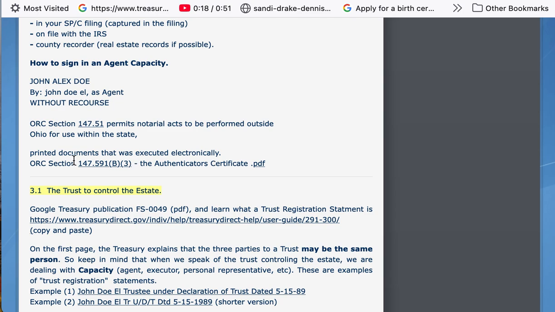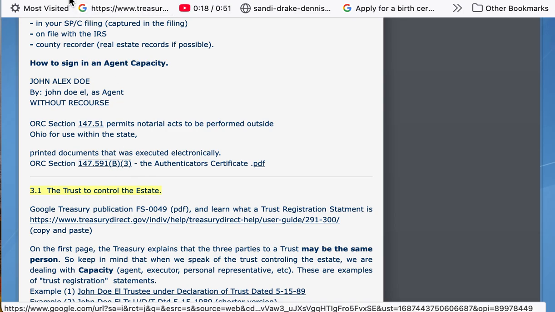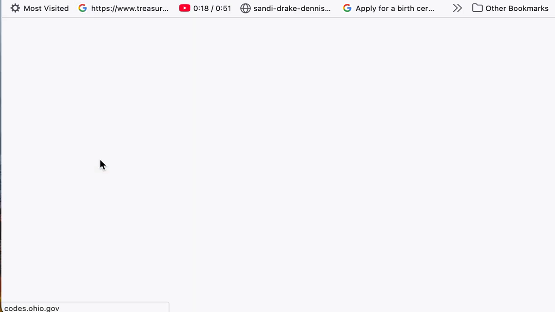Now, you can read about this right here. Let's click this and look at what it says. And again, I'm just showing you Ohio as an example, but you'll find this same thing in your state. Give me a second for it to come up. I got to turn my firewall on. Ohio doesn't let you browse its code unless you are within the United States. If you're outside of the United States, they don't even let you look at the Ohio revised code. So I have to put my firewall on just to be able to look at it.